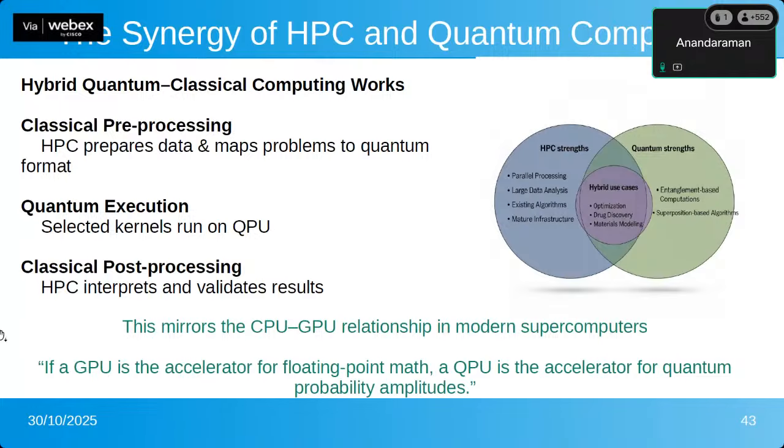Now the CPU, QPU, GPU relationship in modern supercomputers in future. A GPU is an accelerator for floating point math, and a QPU is an accelerator for quantum probability amplitude. GPU increases floating point operations per second, that's why we use GPU inside HPC. Similarly, we will use QPU inside HPC because it is an accelerator for quantum probability amplitude. Accurately we cannot say, probabilistically we can say this is the result.